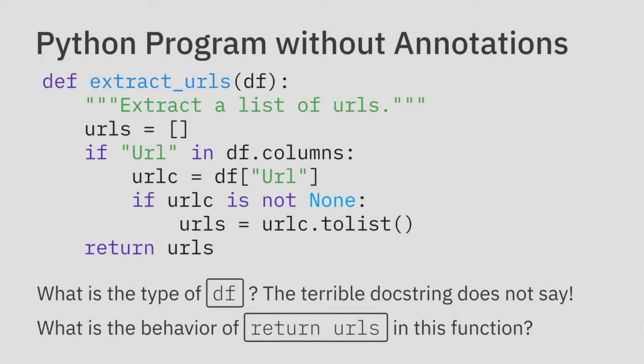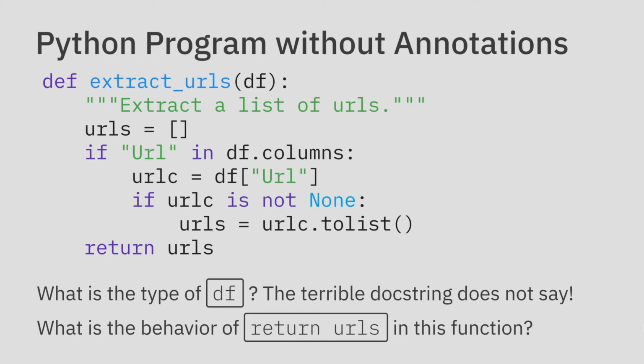The second question is, what is the behavior of the return URL statement in this function? Specifically, what is the type of data that this function returns? In this case, we can scan the rest of the function's source code to note that URLs is a variable of type list. However, this version of the function does not reveal the type of the data stored in the list. If this function was part of a more complex Python program, then it would become more difficult to have a full-featured understanding of the inputs, outputs, and behavior of extract URLs.